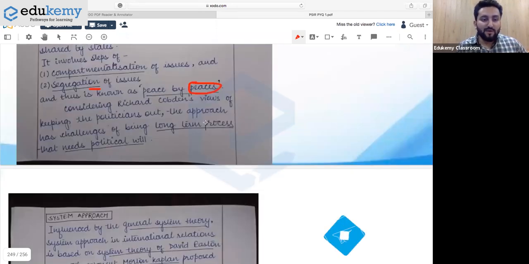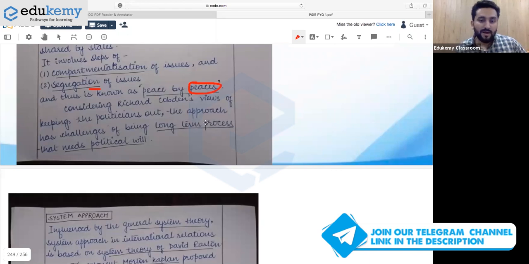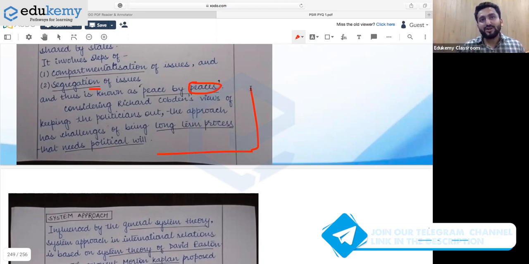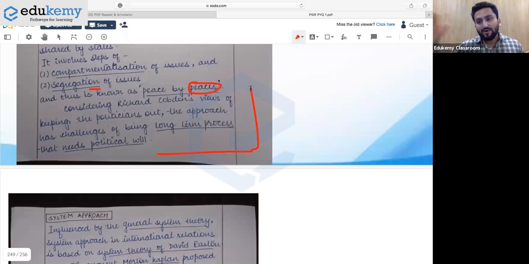Considering Richard Cobden's views of keeping the politicians out, the approach has challenged being long-term process that needs political will. A famous idea given by Richard Cobden, he said, if you compartmentalize these issues, these can be better handled by those who are field experts, not politicians. For example, I gave example of, say, this water issue. Okay. And if Bangladesh is saying, okay, you need to change your water flow to this level, because in this particular time we have this issue of flood, or we have an issue of drinking water.